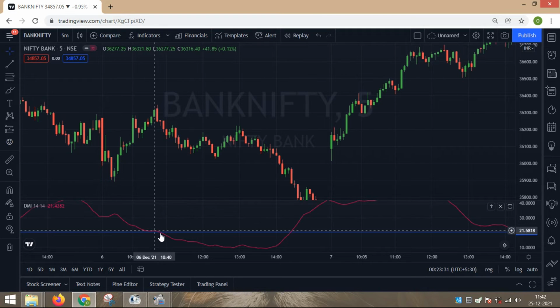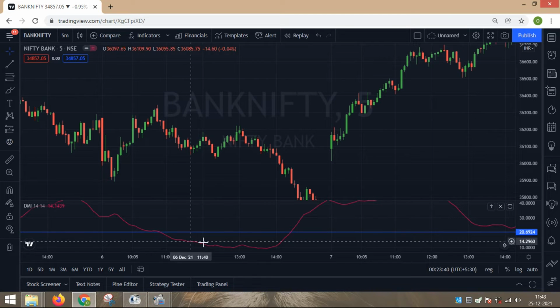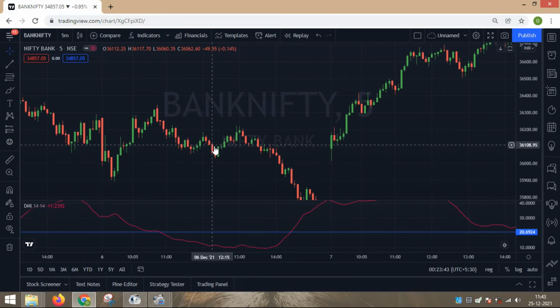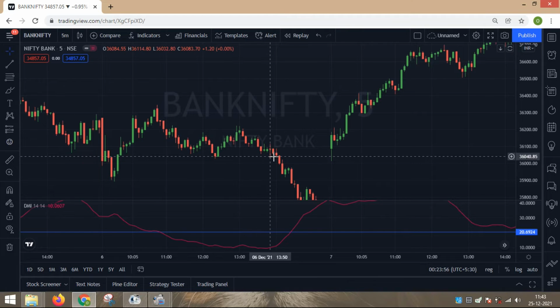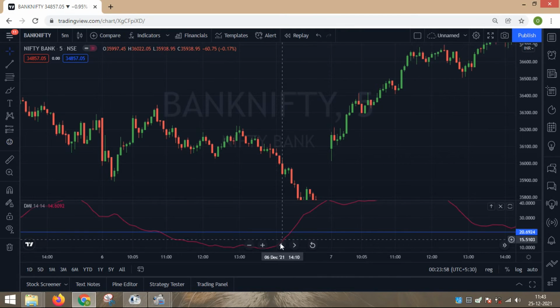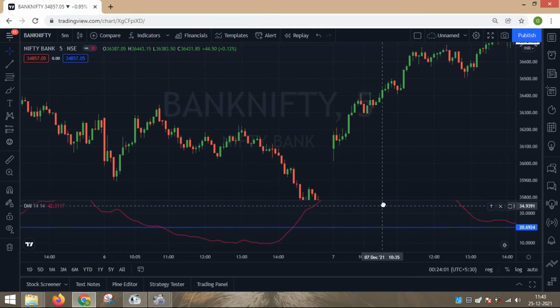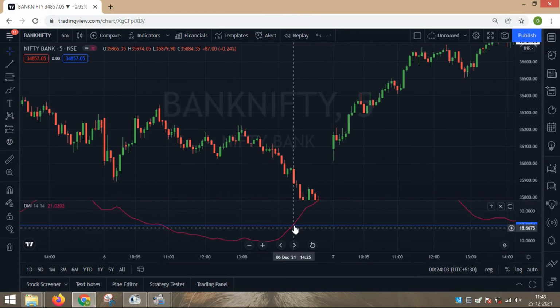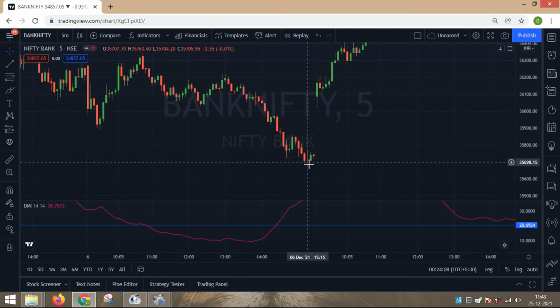When the DMI is below 20, there is very little possibility that the market will give any breakout. Here you can see that the market is trying to give a breakout, but the DMI was very low, so it did not give any breakout. But when the market gave a breakout at the downside, the DMI started going upward. Here you can see the DMI started going upward, and once it crossed 20, it again gave a huge fall.